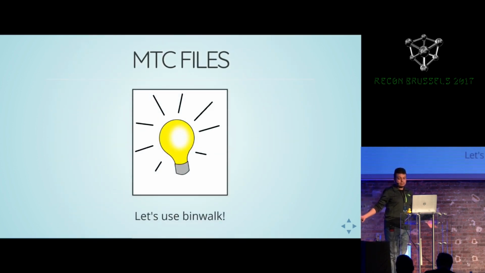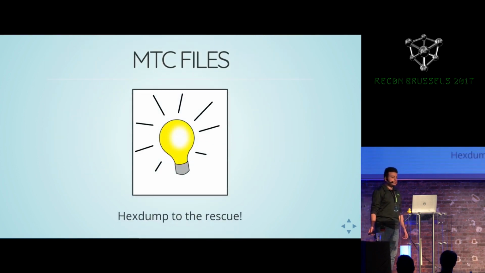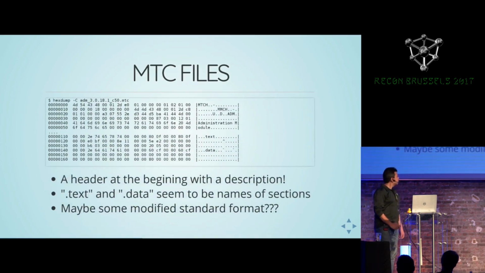So let's use Binwalk. And we get this. Four copyright strings and one Unix path. Nobody uses a standard format. Okay, let's use hexdump. So if you use hexdump, you can see over here there's something that seems like a magic string, maybe an MTC header. There's also a description. And later on, you can see two strings, .text and .data, that seem to be names of sections. So maybe it's a modified standard format, and that's why Binwalk couldn't find out what it is.